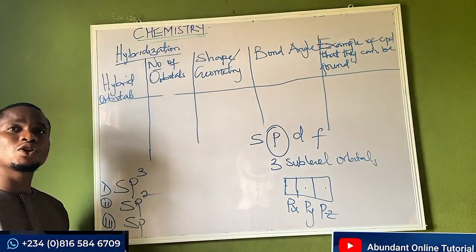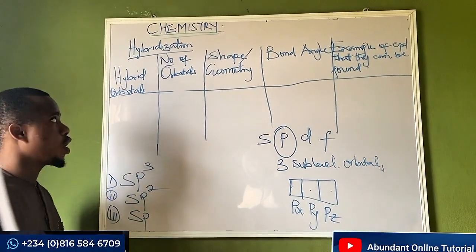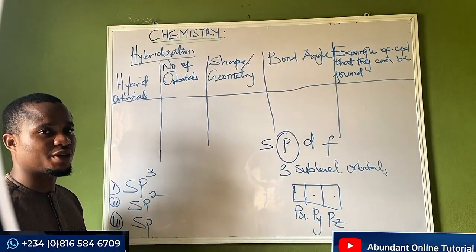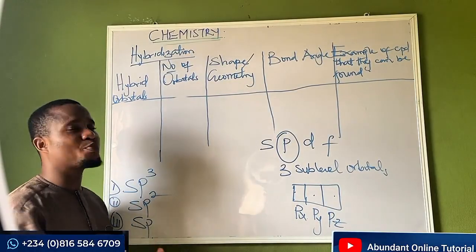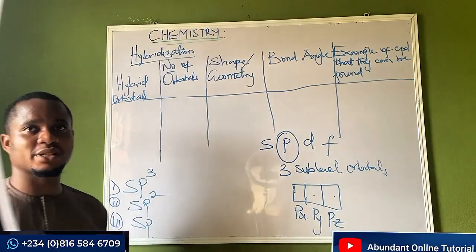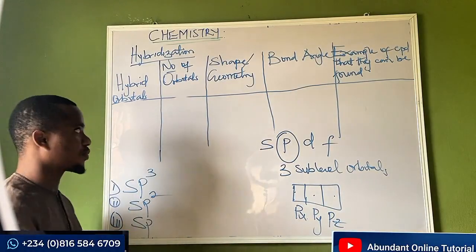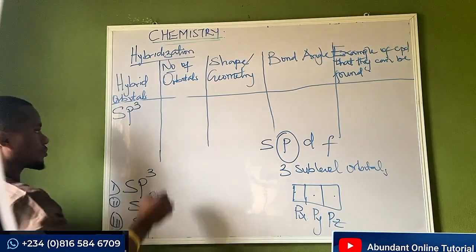We look at the number of orbitals that are in each of the hybrid orbitals. We also look at the shape, which is also known as the geometry. When we talk about geometry, we're also talking about the shape. We also look at the bond angle, and we also look at examples of compounds in which these hybrid orbitals can be found. Firstly, we have the sp3.